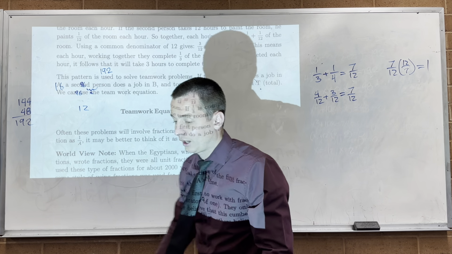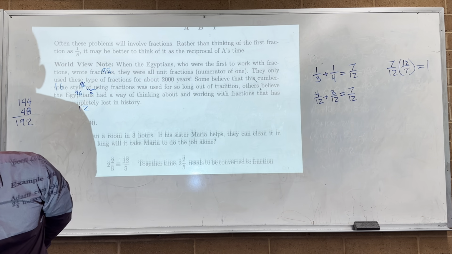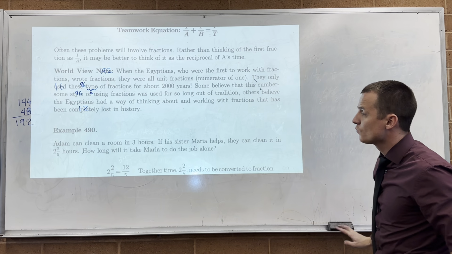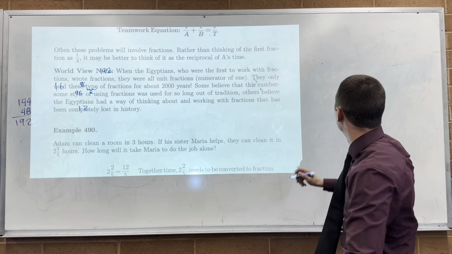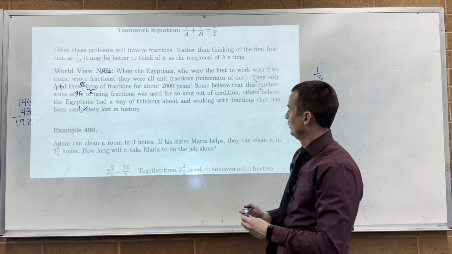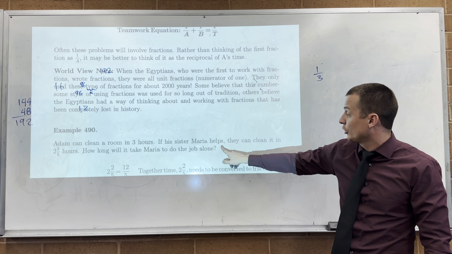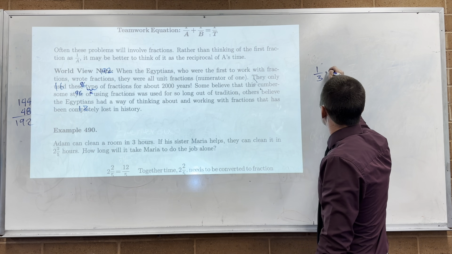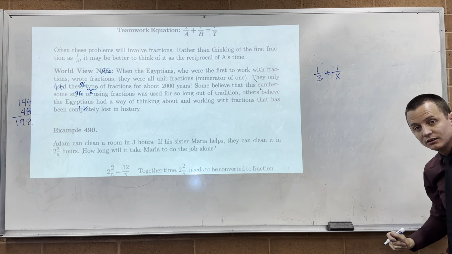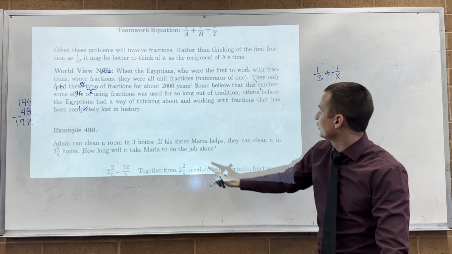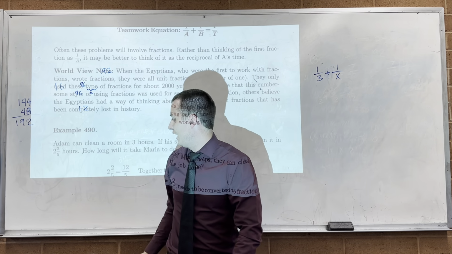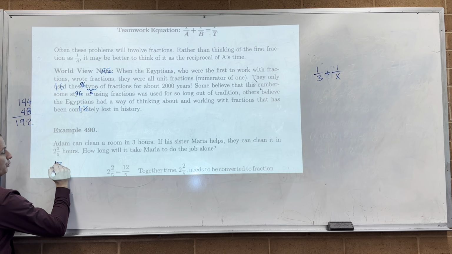All right, let's try out some of these. So, we'll see what Adam's up to. Adam can clean a room in 3 hours, or in other words, his rate is 1/3 of a room per hour. If his sister Maria helps, I don't know what her rate is, so it's going to be plus 1 over how long it takes her to accomplish the task. They can clean it in 2 2/5 hours. They can clean it in 12/5 hours.